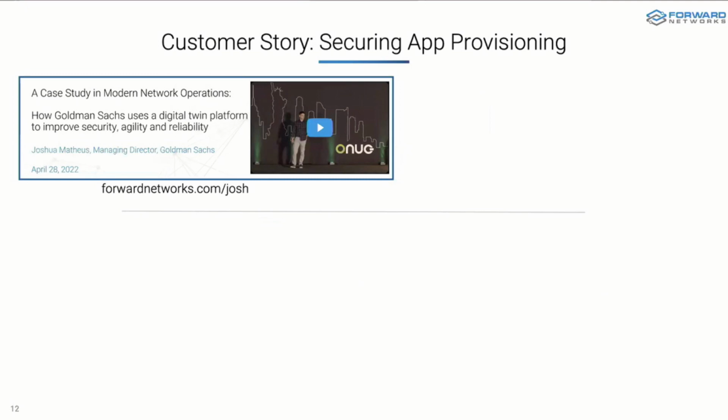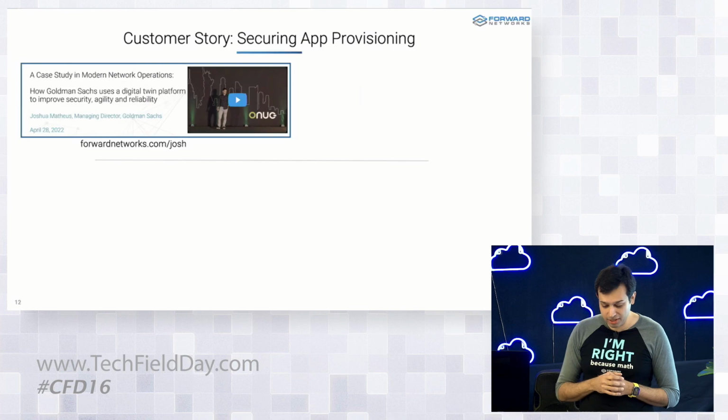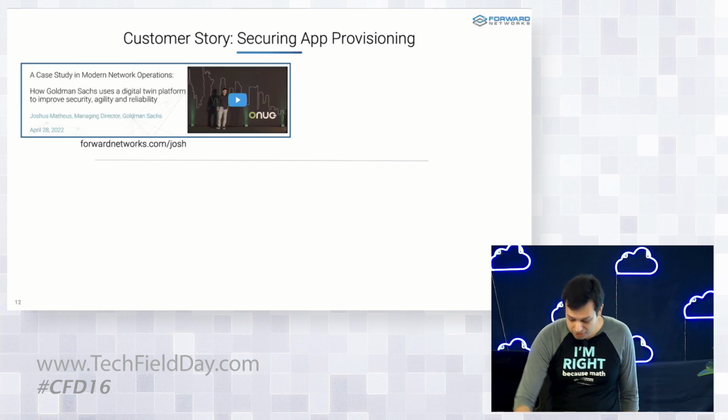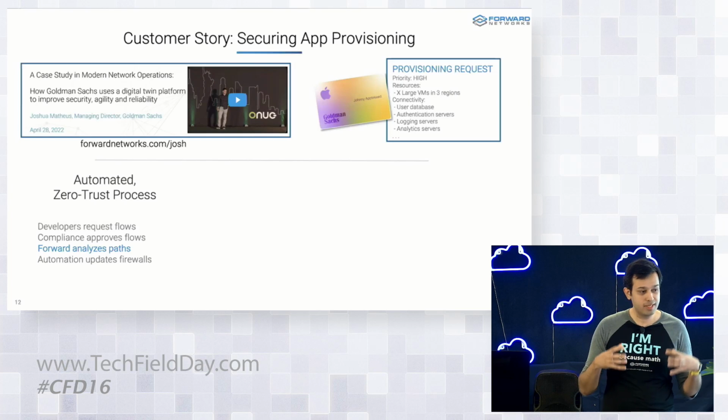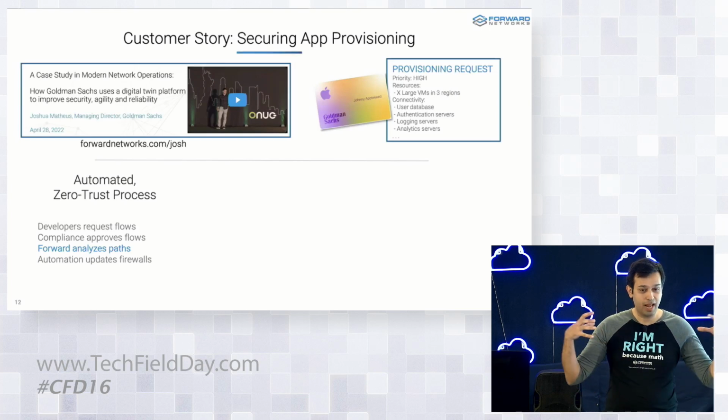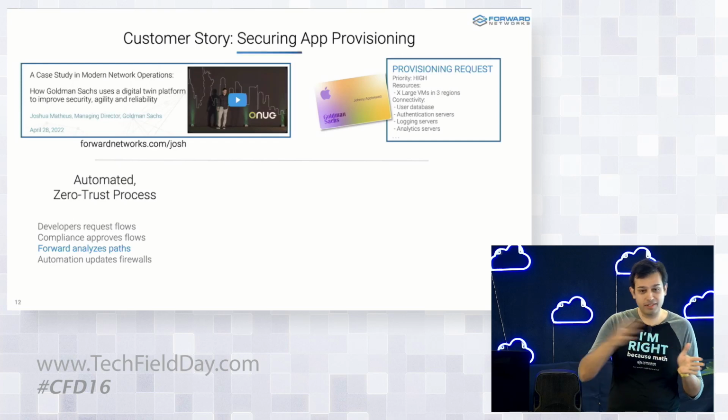So this is a story about Goldman Sachs and how they use Forward in their network. There's a talk here by Josh Matthew, who is the head of network and security at GS, the link here. But essentially, the summary of the talk is that Goldman has this automated zero trust network, where at the networking layer, everything can talk to everything else, but at the firewall layer, everything is blocked.